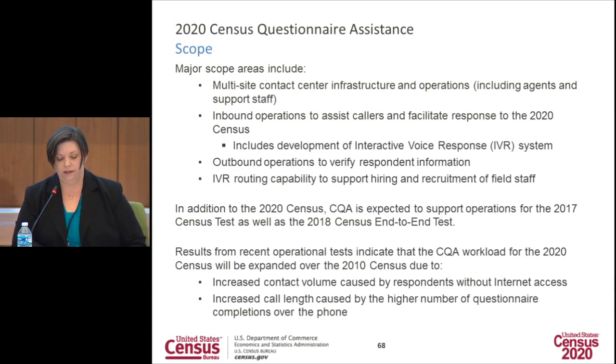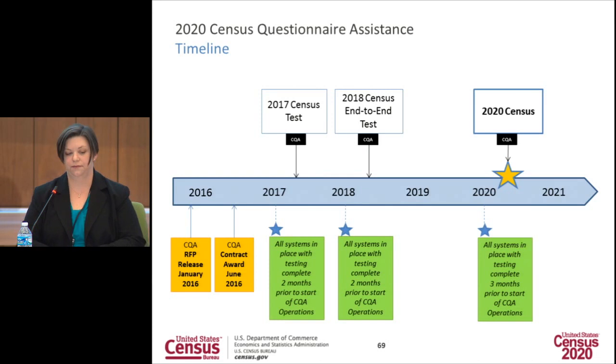During the 2010 census, we received approximately 4.6 million total inbound calls to our questionnaire assistance lines, requiring approximately 3,000 live agents at peak. Based on recent census tests, we believe that this 2020 CQA operation may receive 20 million or more inbound contacts, needing an estimated 14,000 agents at peak during the 2020 census. So this is a relatively large operation. We can move on to the next.